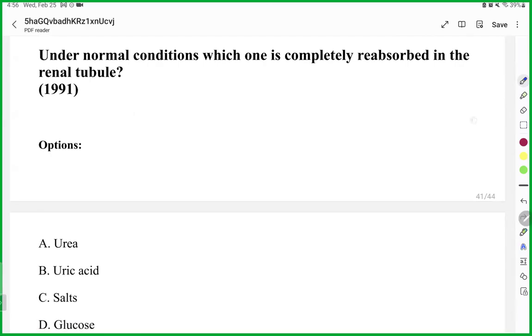Renal tubule. I'm not sure, I forgot. So glucose should not be there in the urine.